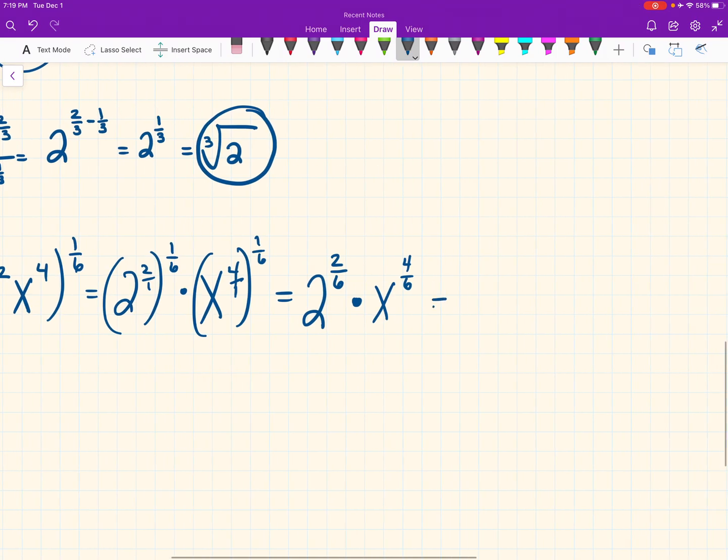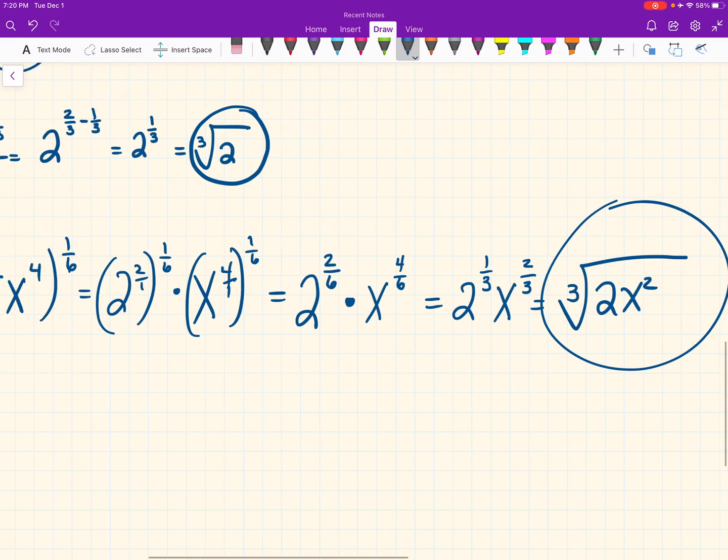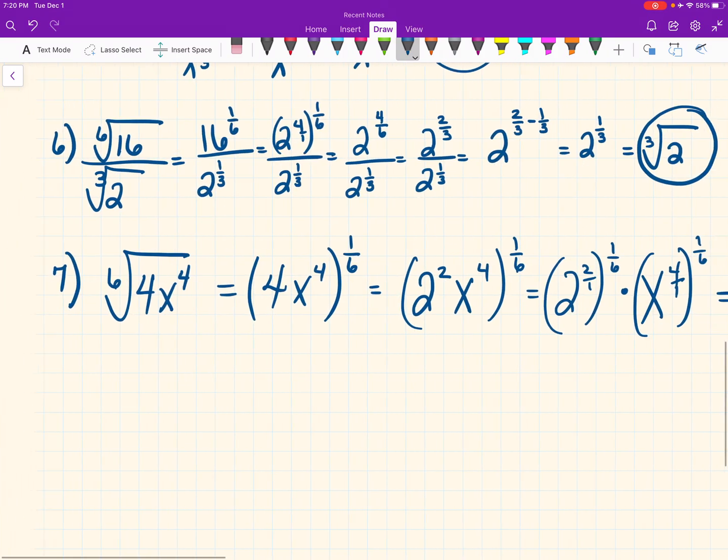So 2 is really 2 to the 1/3, and x is to the 2/3. Okay, well, what do they both have in common? They have a 3, so that's my radical, that's my index. 2 is to the first, so we just write that, x squared. Why did I go back to radical form? I went back to radical form because that's what the problem started with.